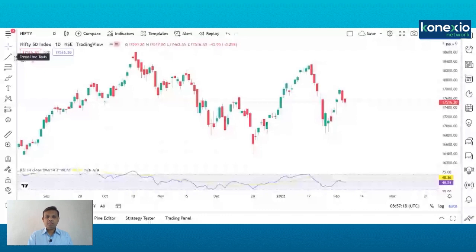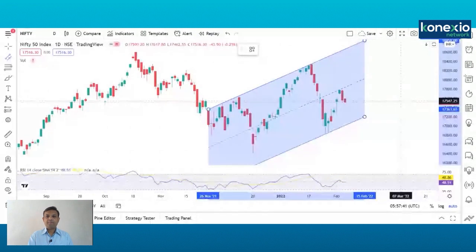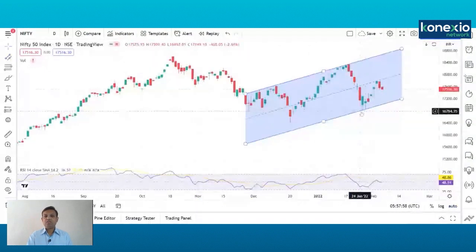So let me draw a parallel channel from here and try to figure out what the trend is. This is the maximum upper resistance line. Now let us see where the trend is going. This is what we see: this was the trend from December till today's date. Now you can see on the daily charts, this was the area where Nifty took the support of this rising channel.